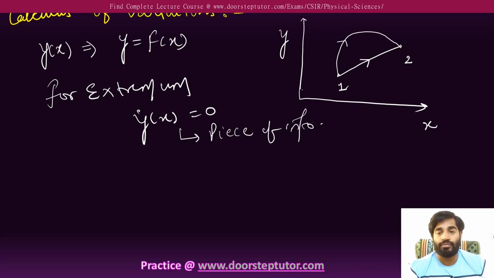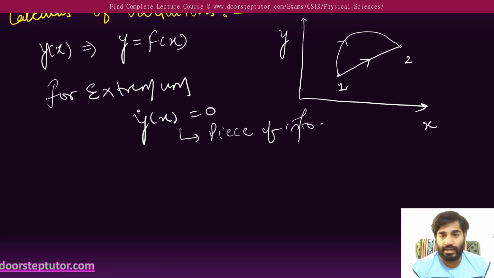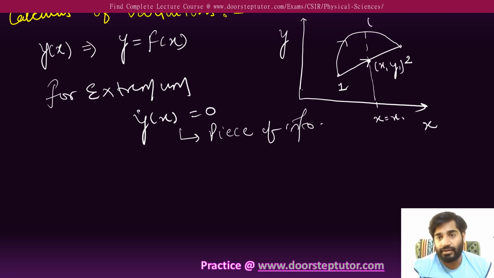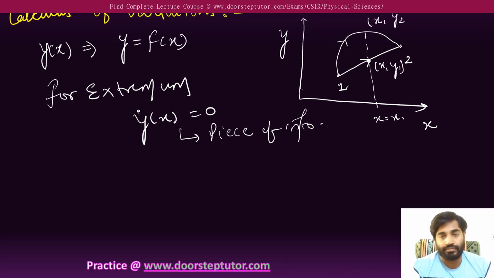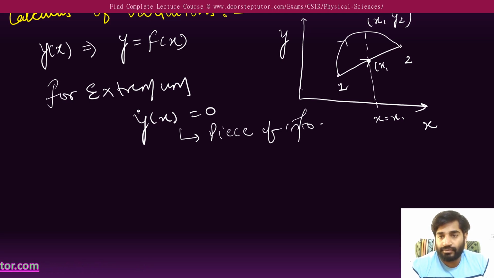But when we move from 1 to 2, and this is the shortest path, I just mark this as x equals 1. Clear? And from this x equals 1, a line passes. So the coordinate of this is going to be x1, and let it be y1, and from here it's x1 and y2. Let there be a small element, and let this small element be ds.